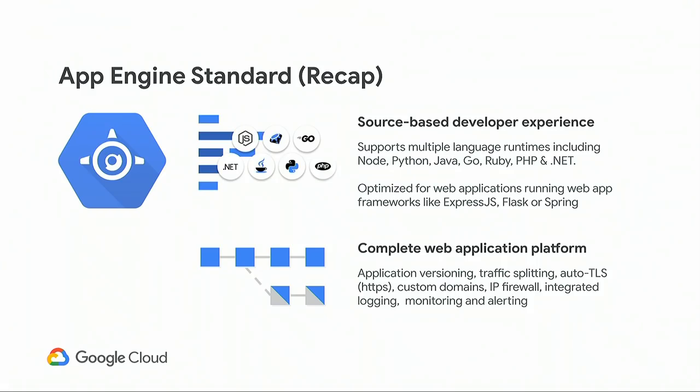For those perhaps unfamiliar with App Engine, a quick recap: it has a source-based developer experience. You write your application in your language of choice and you deploy source code to the environment. It's great for running your traditional web app with your web framework of choice, Express.js, Python Flask, Java Spring, etc. It also comes with a range of features that are necessary for modern web applications, like versioning, traffic splitting, out-of-the-box TLS encryption, custom domains, etc.